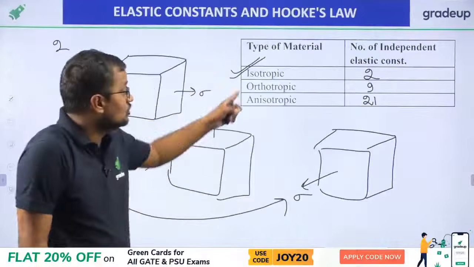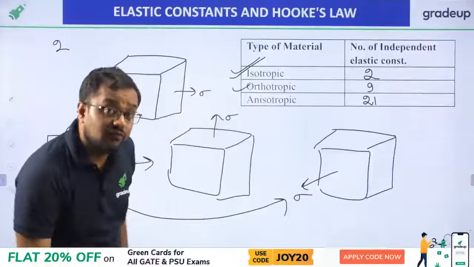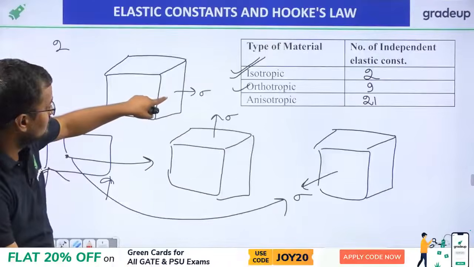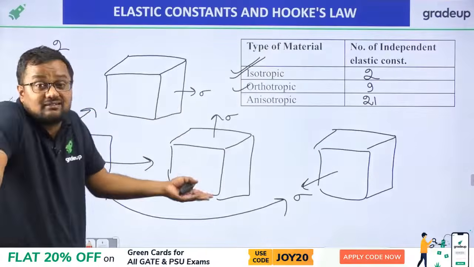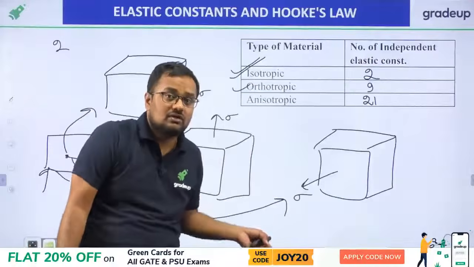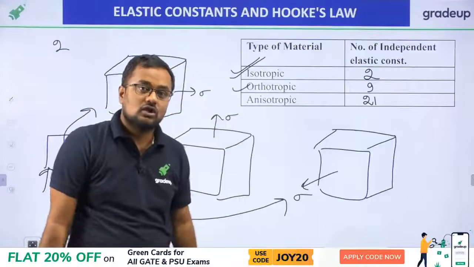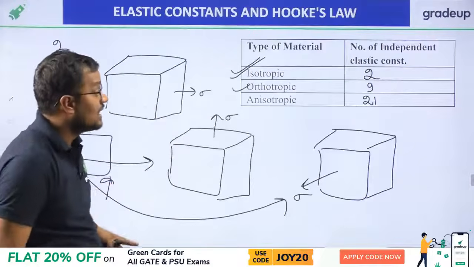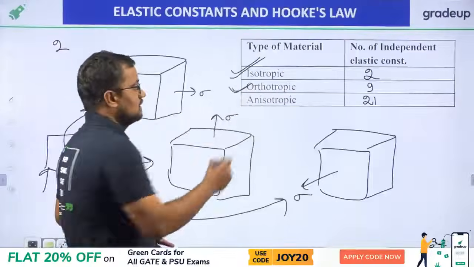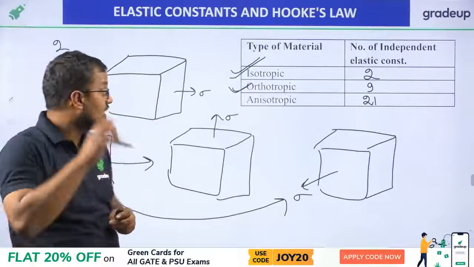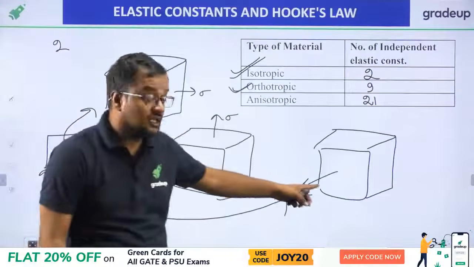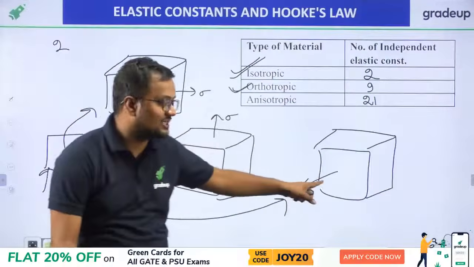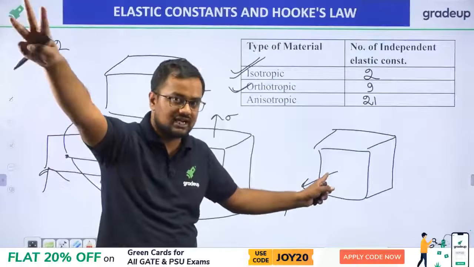But for orthotropic material, property is different in the X, Y and Z directions. Therefore this stress might cause 2 strain, this might cause some different 3 strain, and this stress might cause some different strain 1. So if due to the same stress in the same body, strain in 3 directions is different, then this will be orthotropic. And what will be anisotropic? My friends, if we apply stresses here, in orthotropic material only strain will occur in the X direction, Y direction, Z direction, although all 3 strains are different.